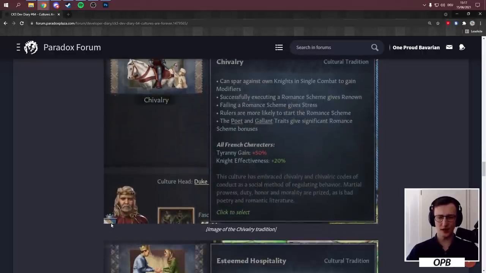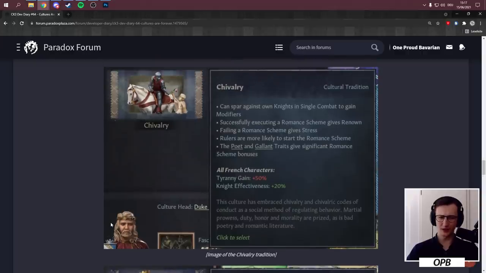Who's this? This is the Duke of, I want to say, is this Champagne? I can't tell. It can't be France, right? Because France has a French king who would be the cultural head. Is this Occitan? Maybe. Did they split another area off? I'm not sure what this is. I don't think it mentions it in here.